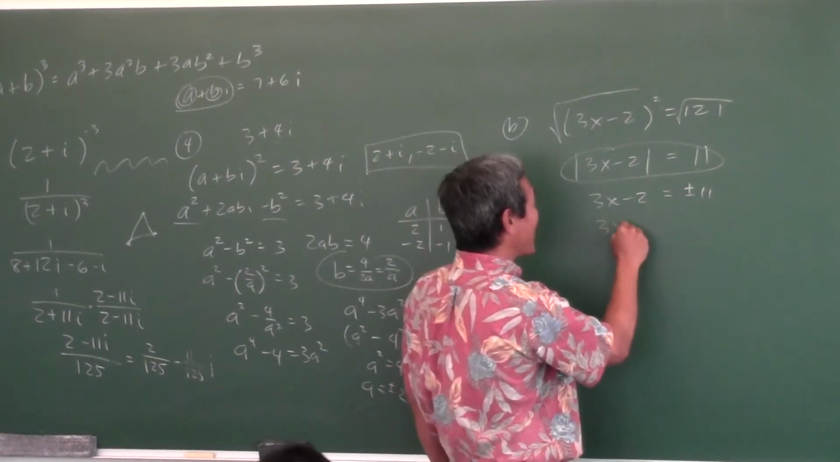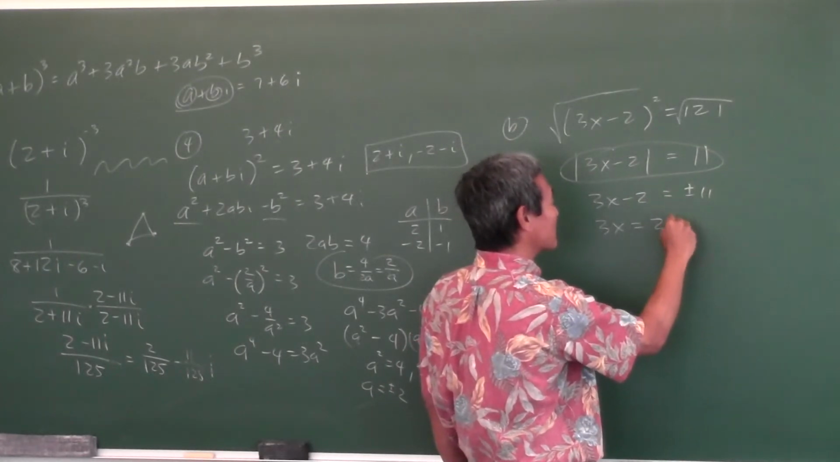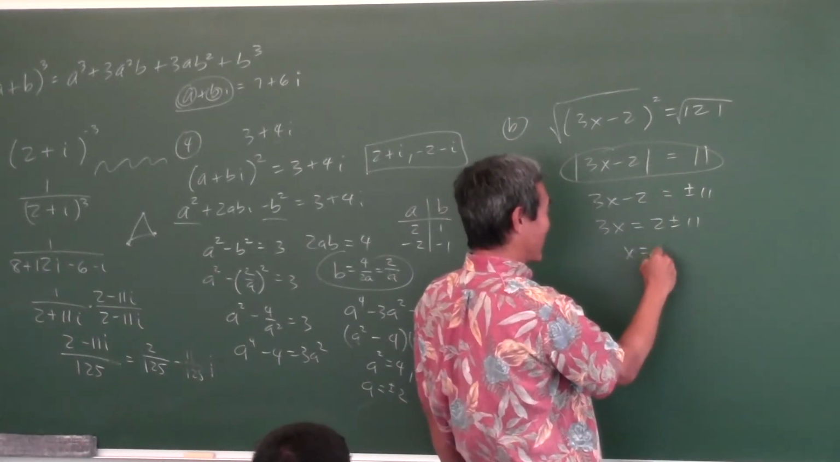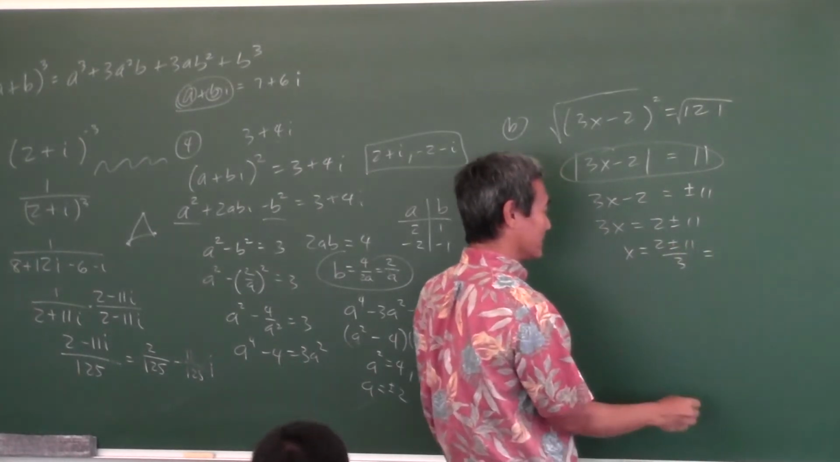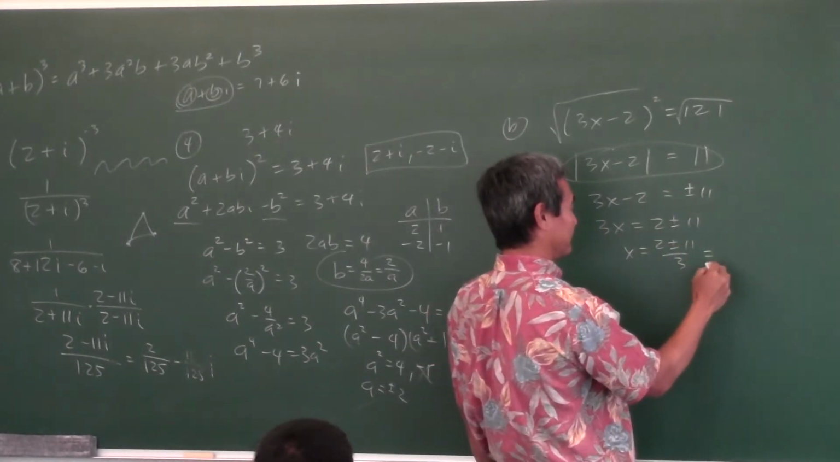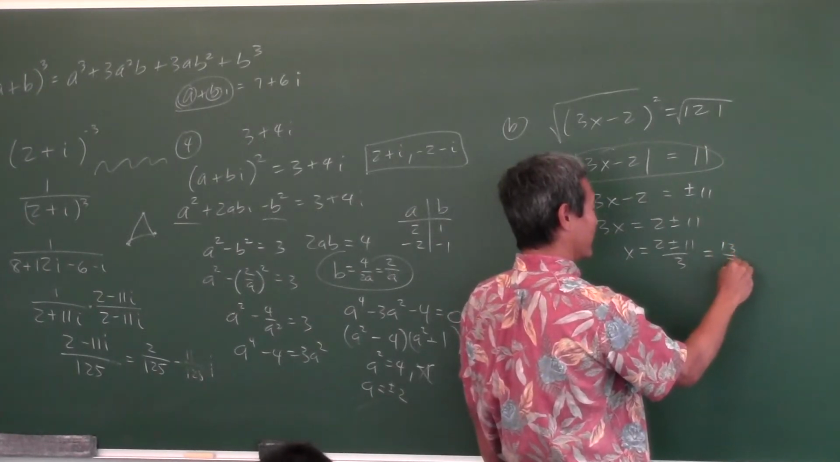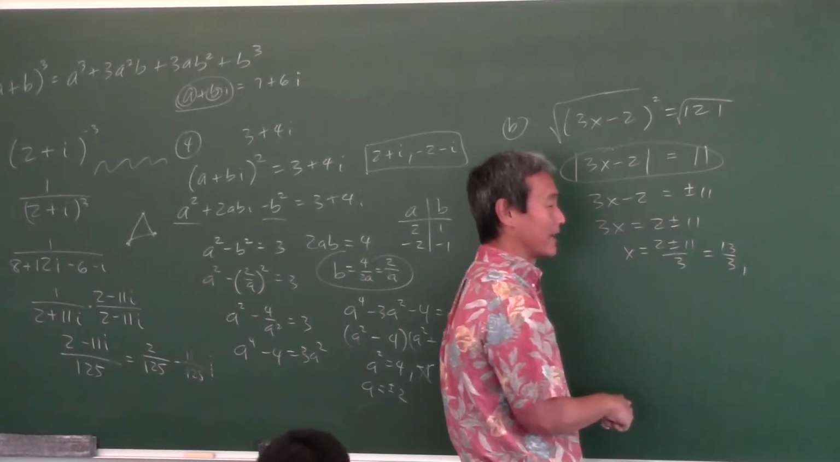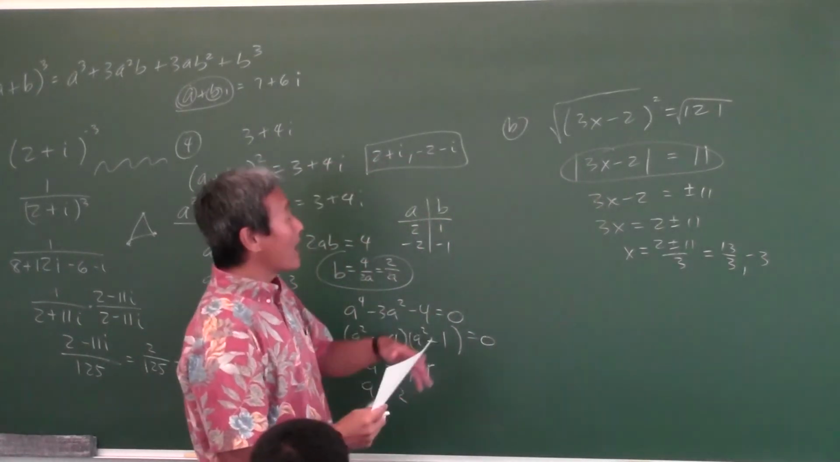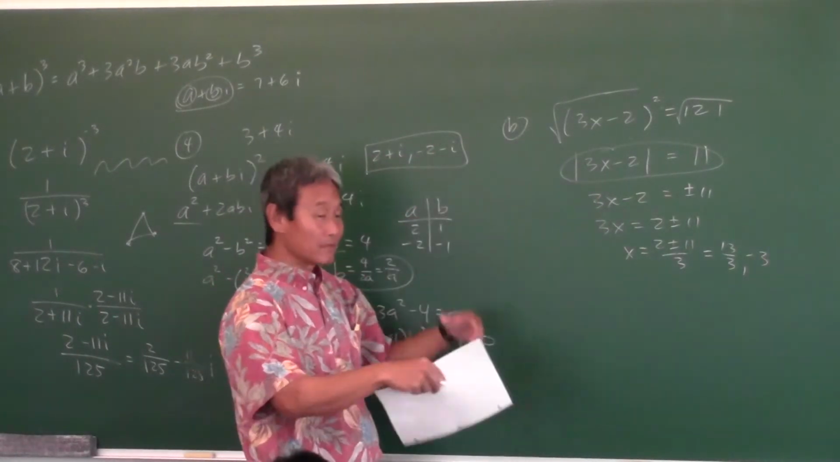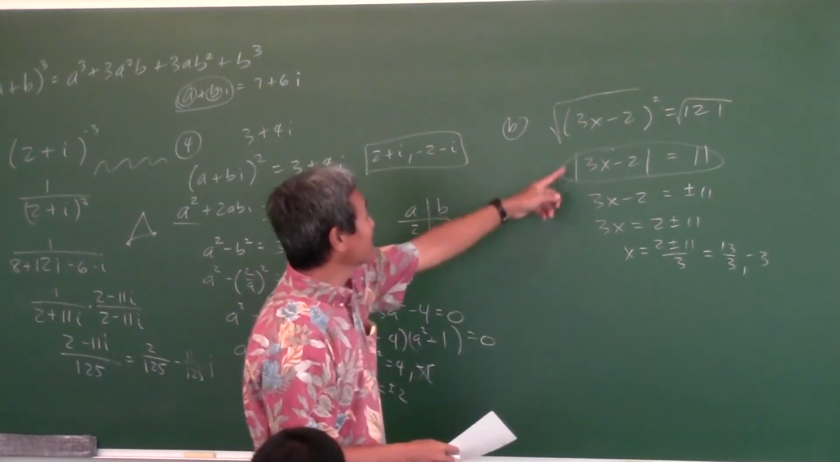I guess not. So 3x equals, add 2, plus or minus 11, and then divide by 3. So x equals 2 plus or minus 11 over 3, which can be simplified to, what's 2 plus 11? 13 over 3. Or, what's 2 minus 11? Negative 9 over 3 is negative 3. Those are your two answers. Of course, you can do it the other way, multiply this out and refactor, but come on, the thing is in factored form already.